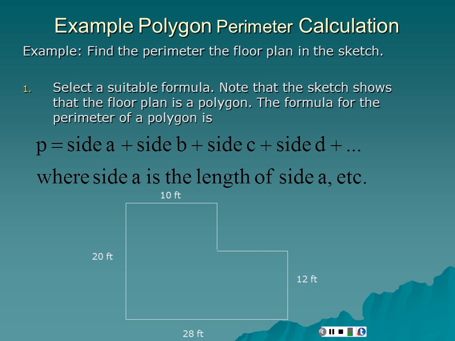For an example, let's say this is a floor plan. And how to do that? So we basically select a suitable formula. Note that the sketch shows the floor plan is a polygon. You know that when we say polygon, we may have as many sides as we need. There are 1, 2, 3, 4, 5, 6 sides. So this is basically a hexagon.